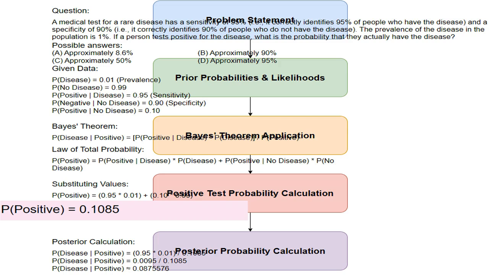Now, substituting the prevalence, sensitivity, and specificity values into the formula, it's determined that the overall probability of testing positive, P(positive), comes out to 0.1085.